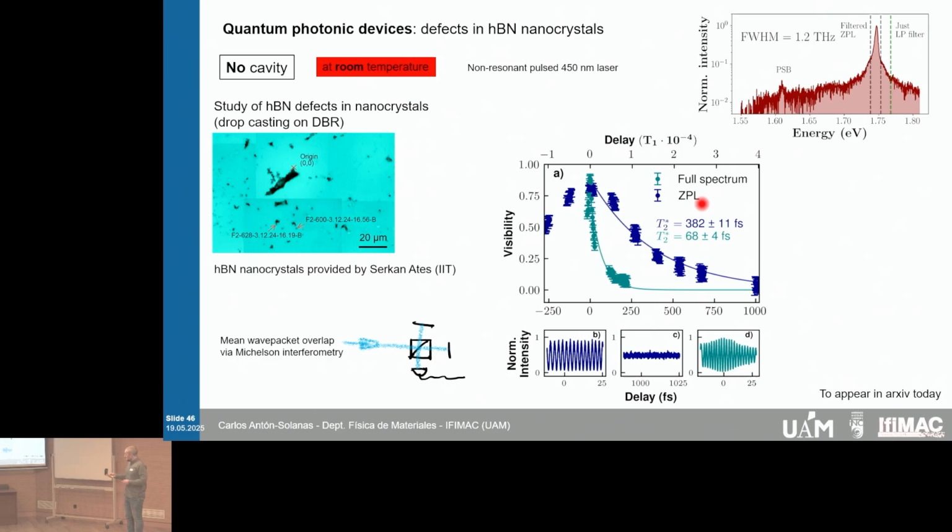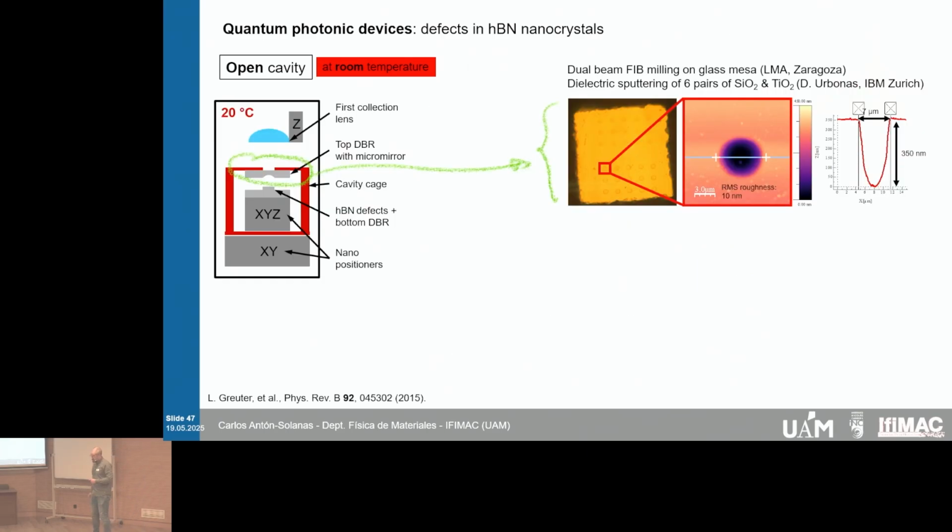So some directions to follow. In the first place, we are working on an open cavity at room temperature. The cavity effects are not going to be enough at all to make T1 on the order of T2 star. But we have been working a lot on the engineering of this device in order to get a very efficient extraction of single photons that could be used in certain protocols where photon interference is not required.